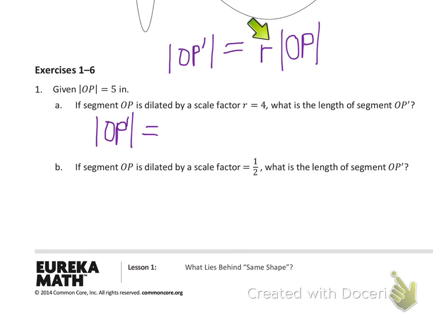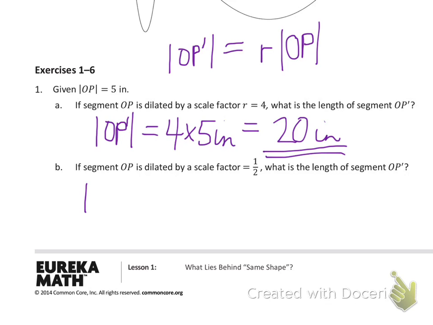So now I'm going to put in 4 for the scale factor and 5 inches for the distance from O to P, because that's what we're given. It would be 4 times 5 inches. So this would be 20 inches. So that would be the distance from the center out to the point P prime, the image. Okay, and in this case, you can see this is going to be pushed away from the center because the scale factor is greater than 1.